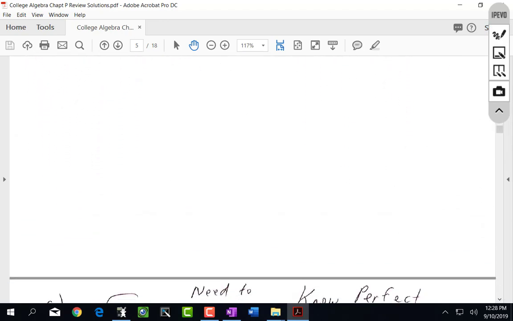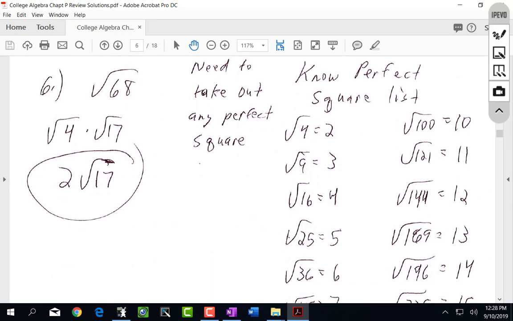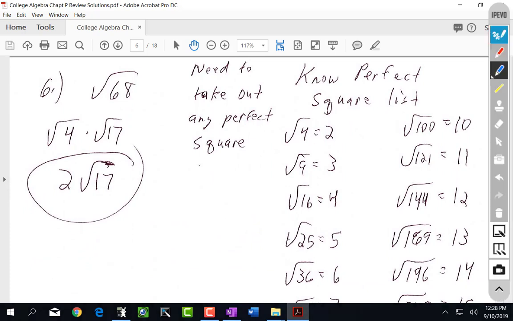On number 6, we're going to simplify this radical expression here. We've got the square root of 68. So remember, you're searching for the perfect squares that go into 68. So make sure you know your list.